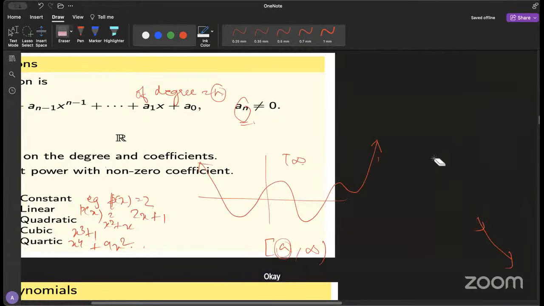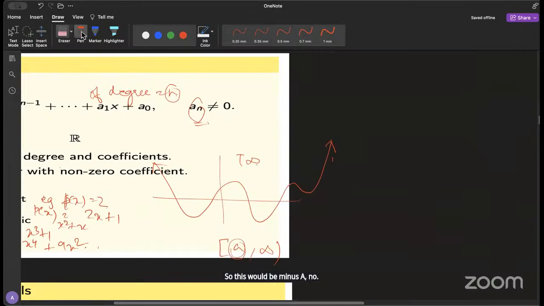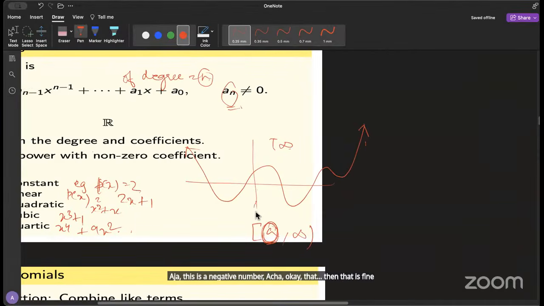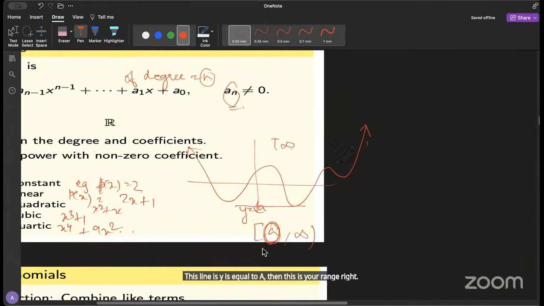Okay, so this would be minus a? I already mentioned that this is a negative number. Okay, that is fine. If this is a, this line y equals a, then this is your range, right? That's it.